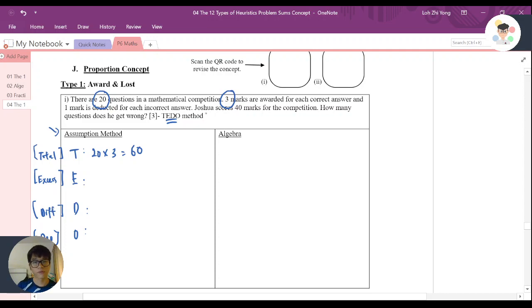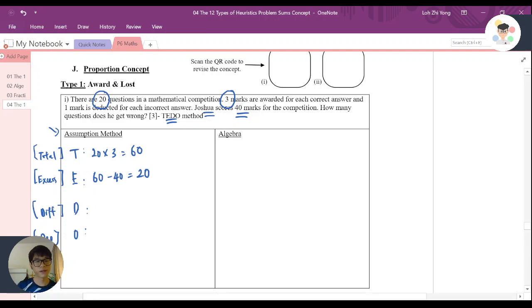Now, however, if you look at what Joshua has, it's only 40 marks. It means that there's some excess, or some extra, right? So let me use 60 minus 40. Then I know that there are 20 marks that are extra. There are 20 marks that he can't reach. This is the point that he actually loses.